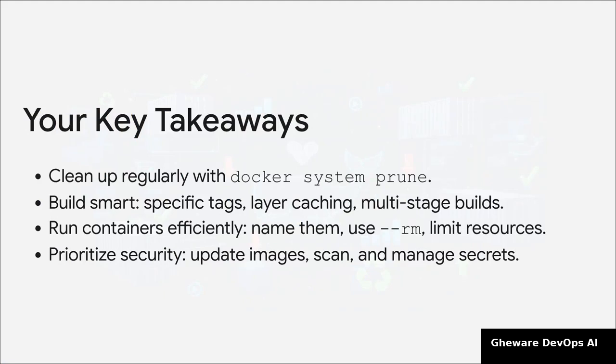So let's just quickly recap the most important points. Make cleanup a regular habit with Docker System Prune. Build smarter, not harder, using specific tags, good layer caching, and multi-stage builds. Run your containers efficiently by naming them and managing their resources. And above all, always prioritize security in everything you build and everything you run.